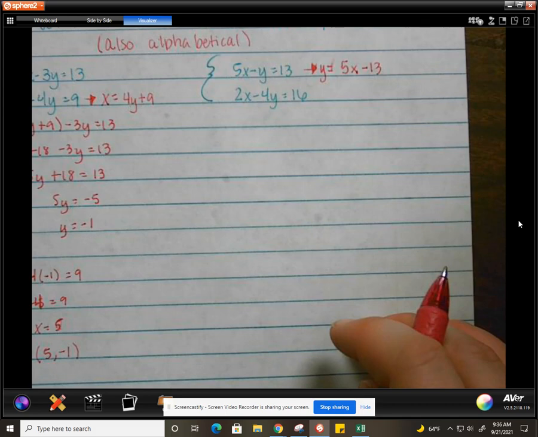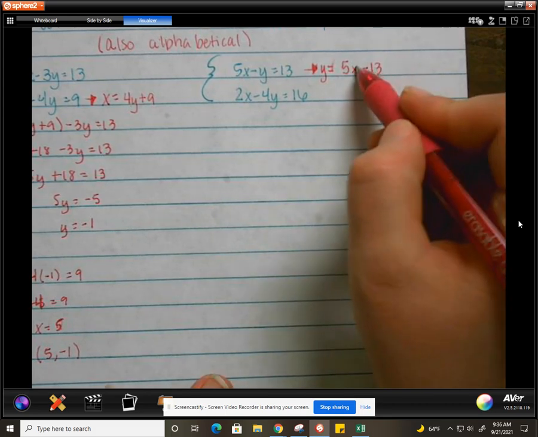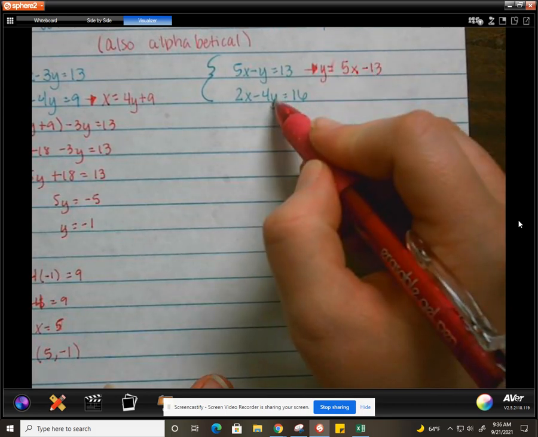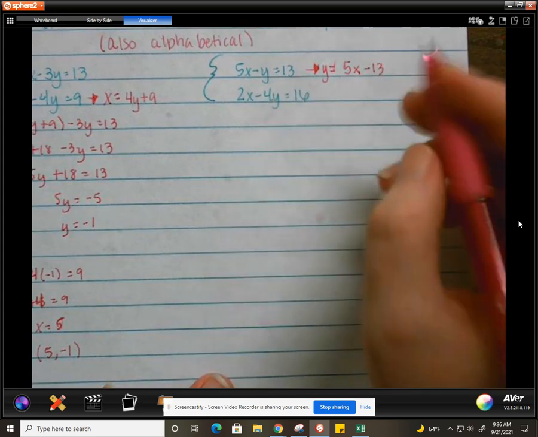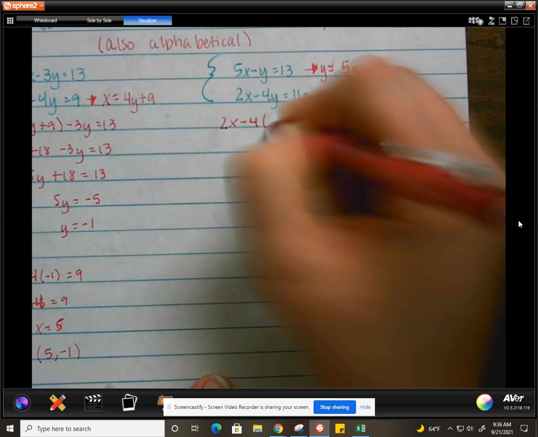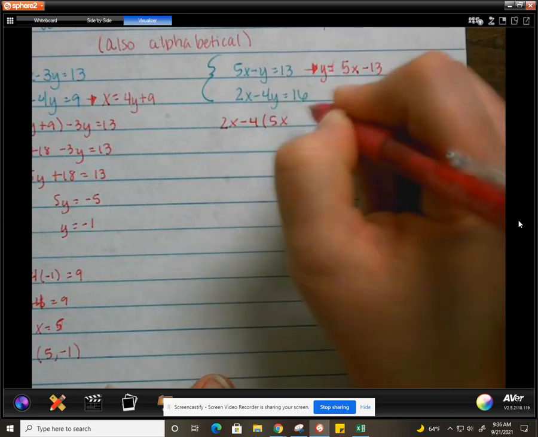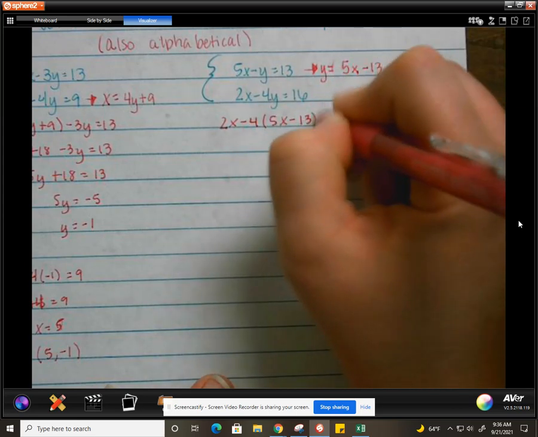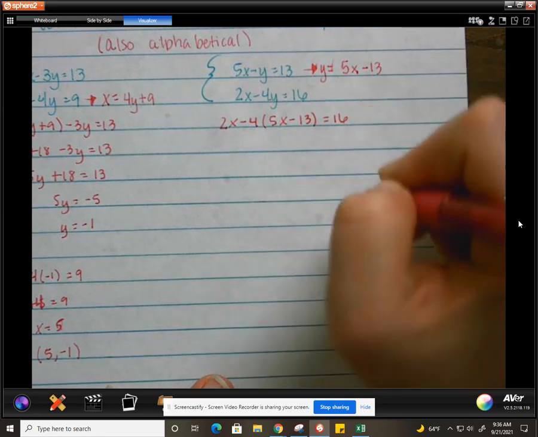If you don't, fine. So now that this is isolated, I'm going to plug this equation into this bottom one that I haven't done anything with, and it's going to go into y. We're going to do 2x minus 4, and then open up the parentheses and plug in the y, which is 5x minus 13, and it's going to equal 16.